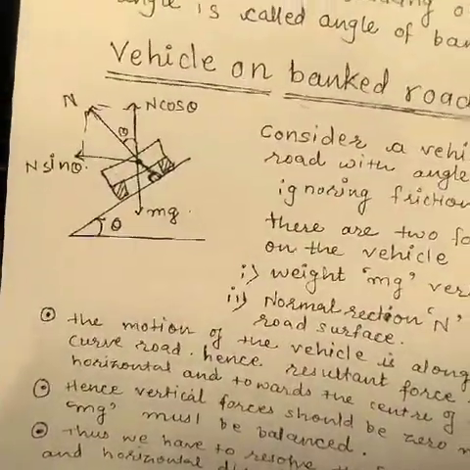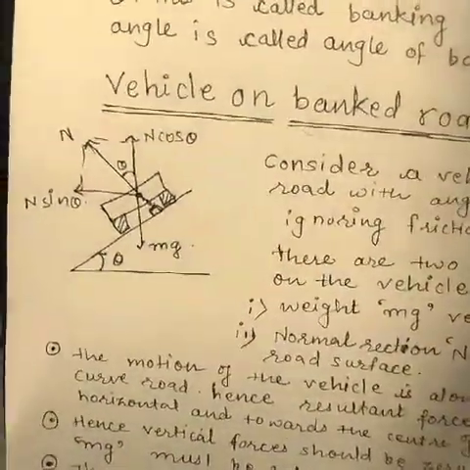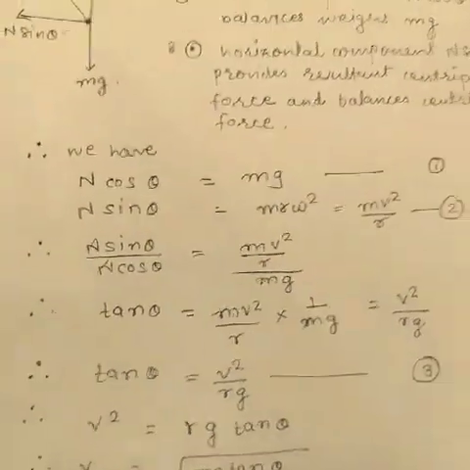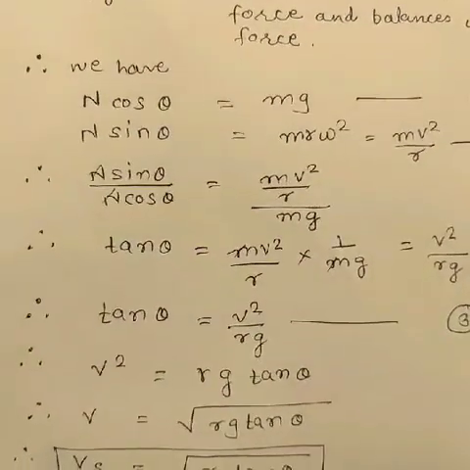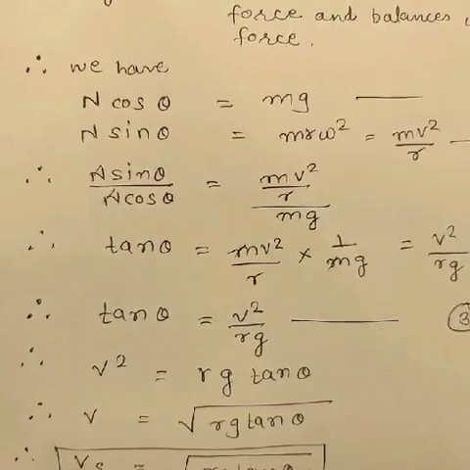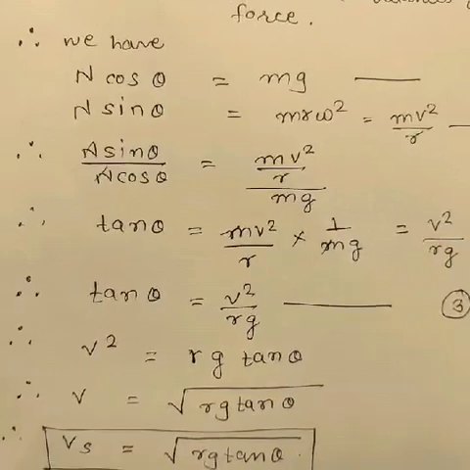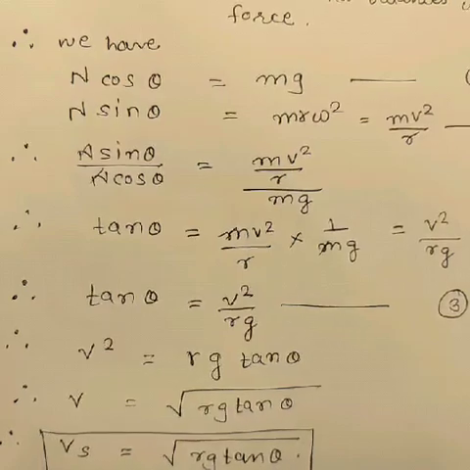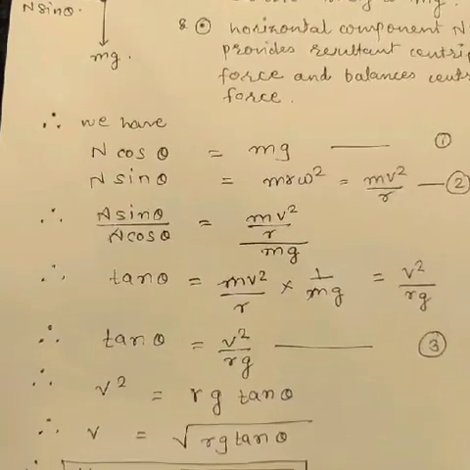So we can write two equations. First, N cos theta is equal to mg, which balances the weight. N sin theta is equal to the centripetal force, and this also balances the centrifugal force. That's why we can write N sin theta is equal to m r omega square, which is also equal to m v square upon r. Let's call this equation number 2.